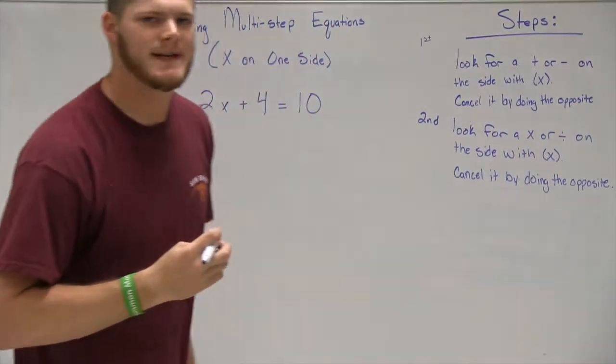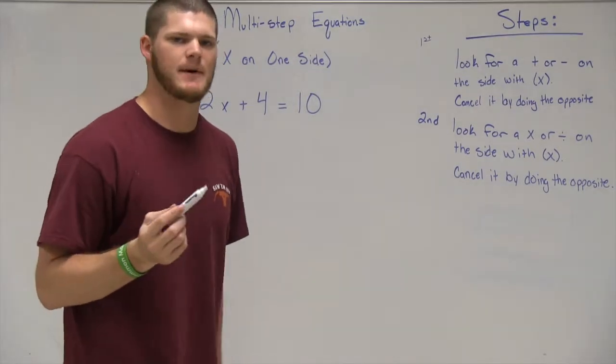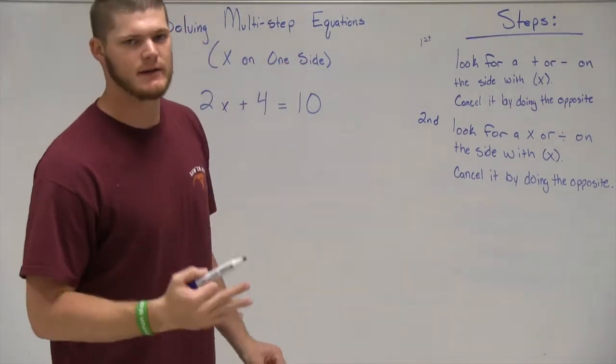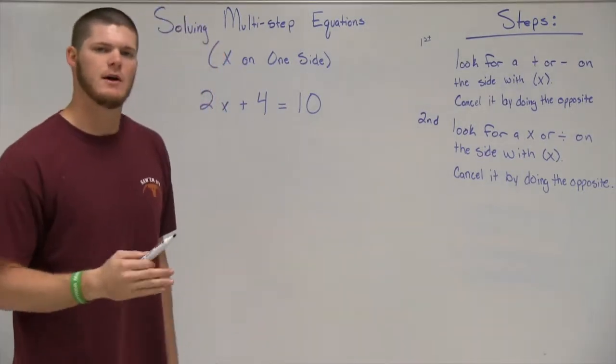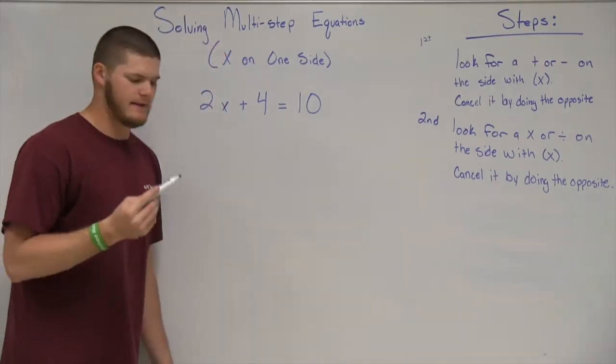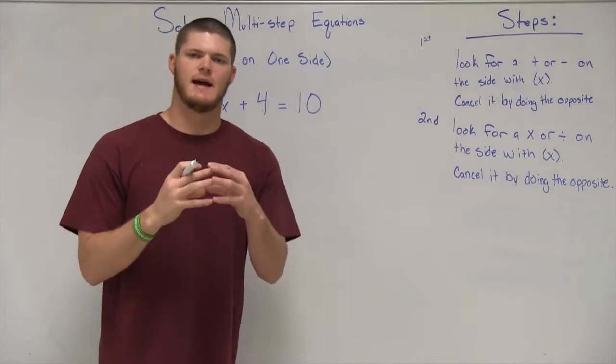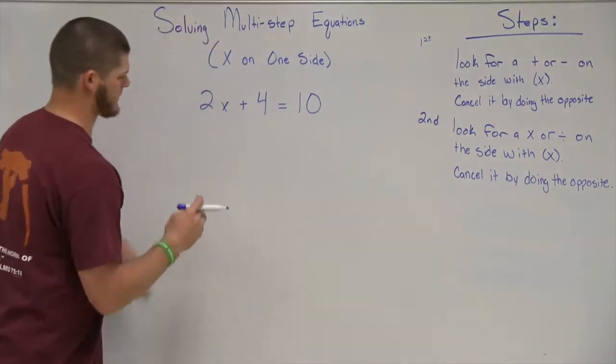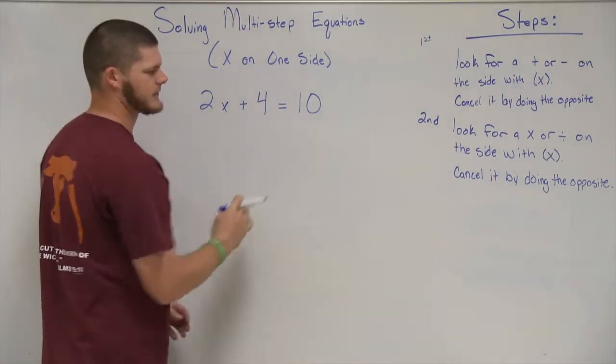In this lesson, we're going to be discussing how to solve a multi-step equation when x is on one side. We've already discussed how to do a single-step equation using plus or minus or multiply or divide. Now we're going to use both of those concepts together in one equation. Alright, so let's look at our equation first. 2x plus 4 equals 10.